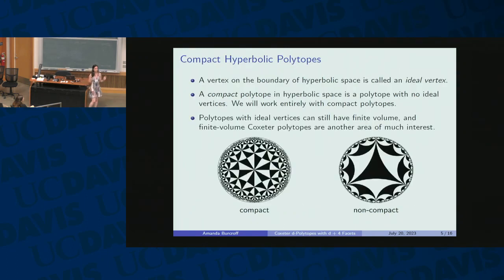One restriction that I'm going to make before we continue our discussion is that we're only going to be talking about compact hyperbolic Coxeter polytopes. A polytope in hyperbolic space could have a vertex that lies on the boundary of that hyperbolic space, in which case that vertex is called an ideal vertex. We're going to be interested only in compact polytopes, which have no ideal vertices. Though in the case that you have ideal vertices, you can still end up with polytopes of finite volume, and that's another wide area of study in terms of the classification of these.